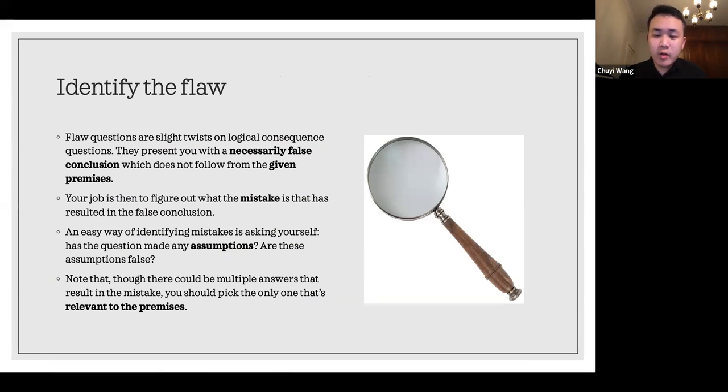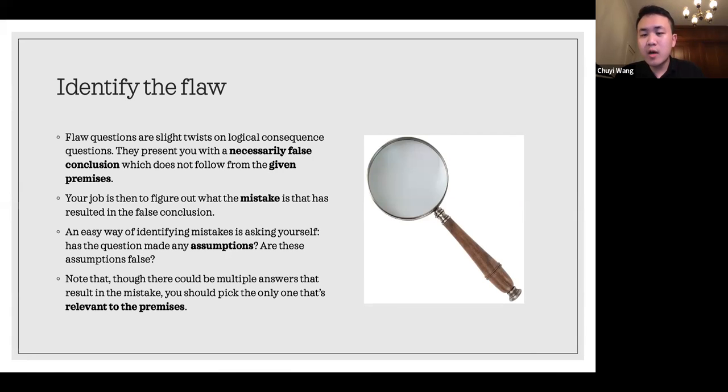Now, the third category of question is a little bit similar to strengthen and weaken questions. There were 4 out of 40, which means it makes up 10%, one tenth of the entire exam. So it's still a fairly large chunk of the exam. Like the name suggests, identify the flaw means you have to find where someone has made a mistake. What mistake have people made?